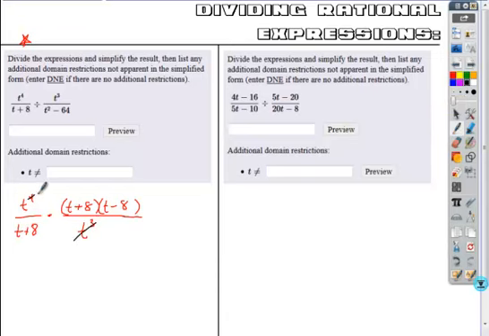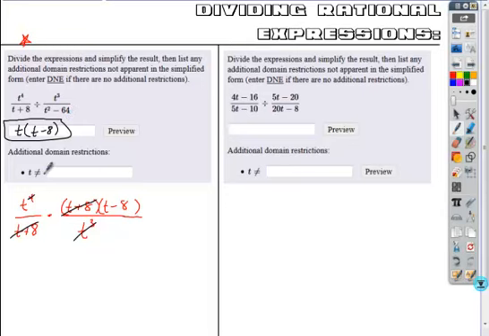These 3 t's cancel with 3 of these, leaving 1. The t plus 8's cancel. And so I'm left with my solution here of t times t minus 8. There is no denominator, so this would be my solution.